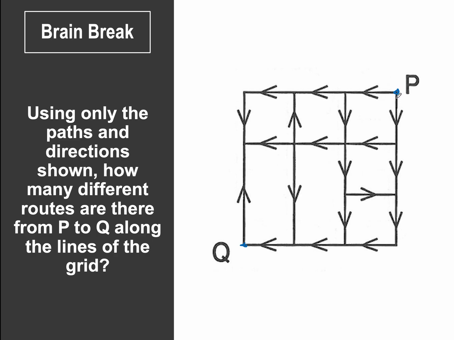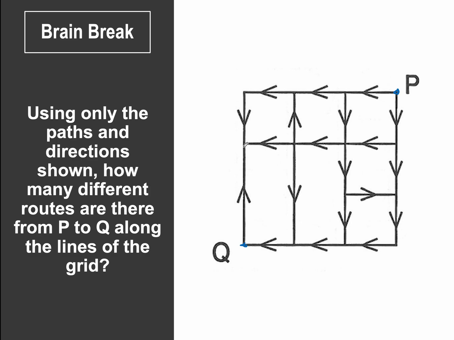So for example, if you went this way, you couldn't go down this way. You'd have to go this way and then this way. But if you go that way, you actually get trapped here because you can't go this way and you can't go down. So I'll let you try this real quick. If you want to, you can pause the video and try to figure out how many paths there are from P to Q that are legal.